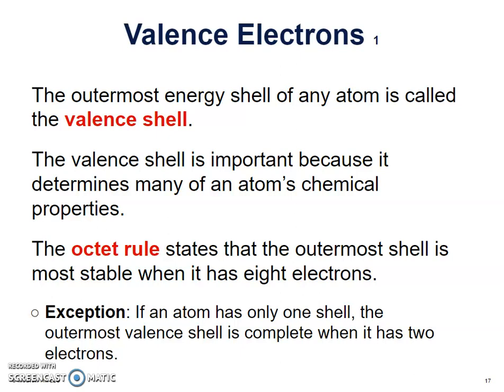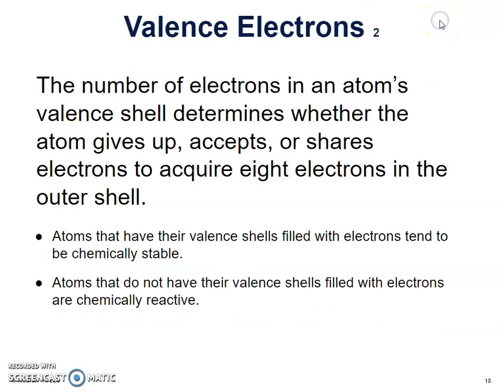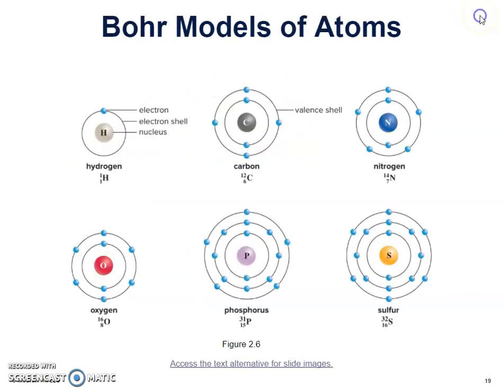And so an atom will do whatever it takes to get 8 electrons in that outermost shell. It will give them away, it will take them, or it will share them with another atom. The number of electrons in an atom's valence shell determines whether it gives them up, accepts them, or shares them. Atoms that have their valence shell filled are chemically stable. That means that they don't like to react. They're happy. Atoms that do not have their valence shell filled will react until they do fill that valence shell.